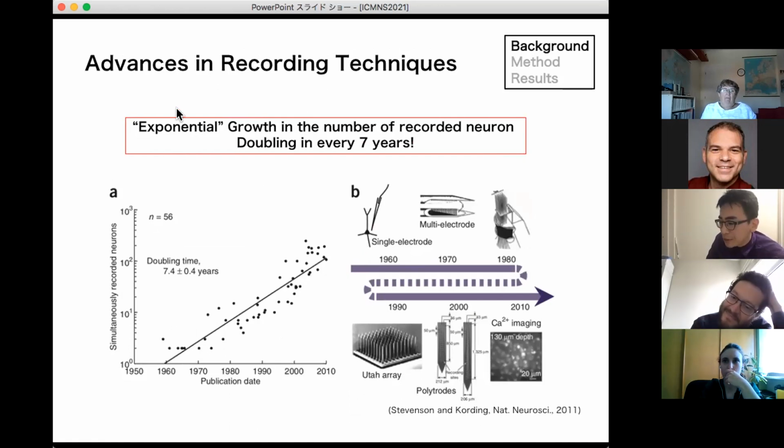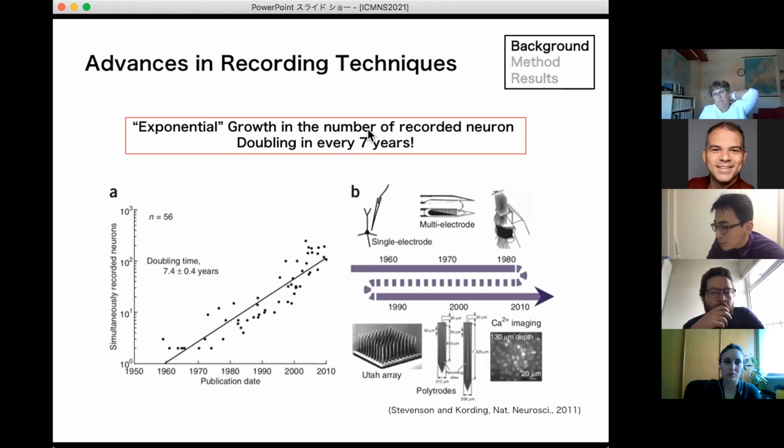One good piece of news is that there are great advances in recording neurons. The number of neurons which we can record simultaneously, and the recording duration, are continuously increasing. This is a log plot of papers which record multiple neurons. The x-axis is the publication year, and the y-axis is how many neurons they collected simultaneously. And you can see a nice log plot. Interestingly, there is exponential growth in the number of recorded neurons, doubling every 7 years. And now recently we can record up to 10,000 neurons. So this is a very good time to work on such massively collected multiple spike trains.